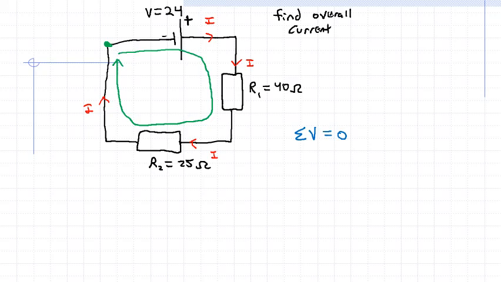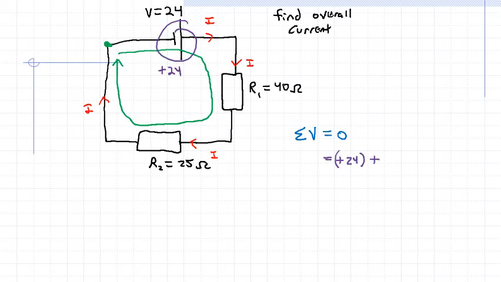You can pause the clip and give this a try. Go ahead and start at the starting point right here, and add up the voltages as you go, and then see if you can determine the current using Kirchhoff's loop rule so far. So go ahead and pause the clip and do that, and when you're ready to check, you can hit play to continue.